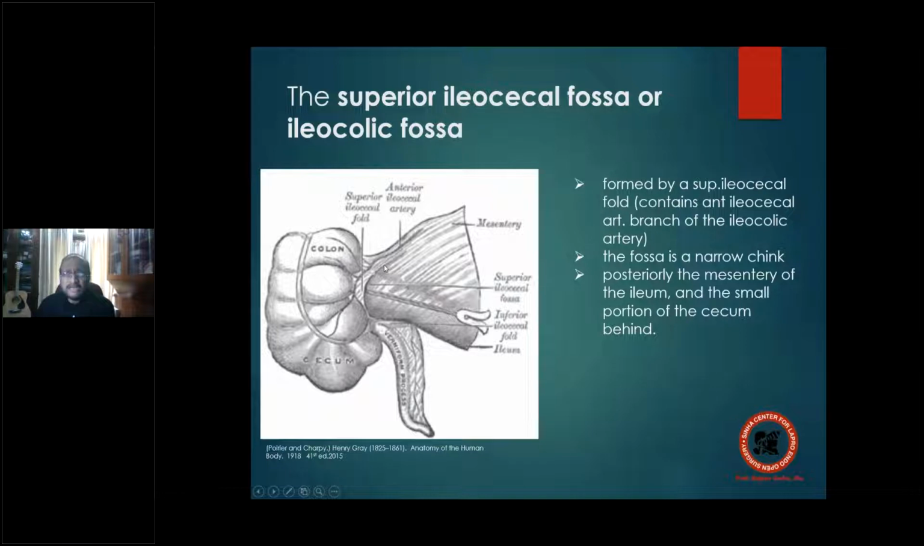So that is lying in the free edge of the superior ileocecal fold, and this is the fossa in between the ileum and the superior ileocecal fold. So it's a narrow chink. Posteriorly, the mesentery of the ileum and a small portion of the cecum behind it. So this is lying posterior, that's the posterior part, and this is basically the anterior part. That is the superior ileocecal fossa.